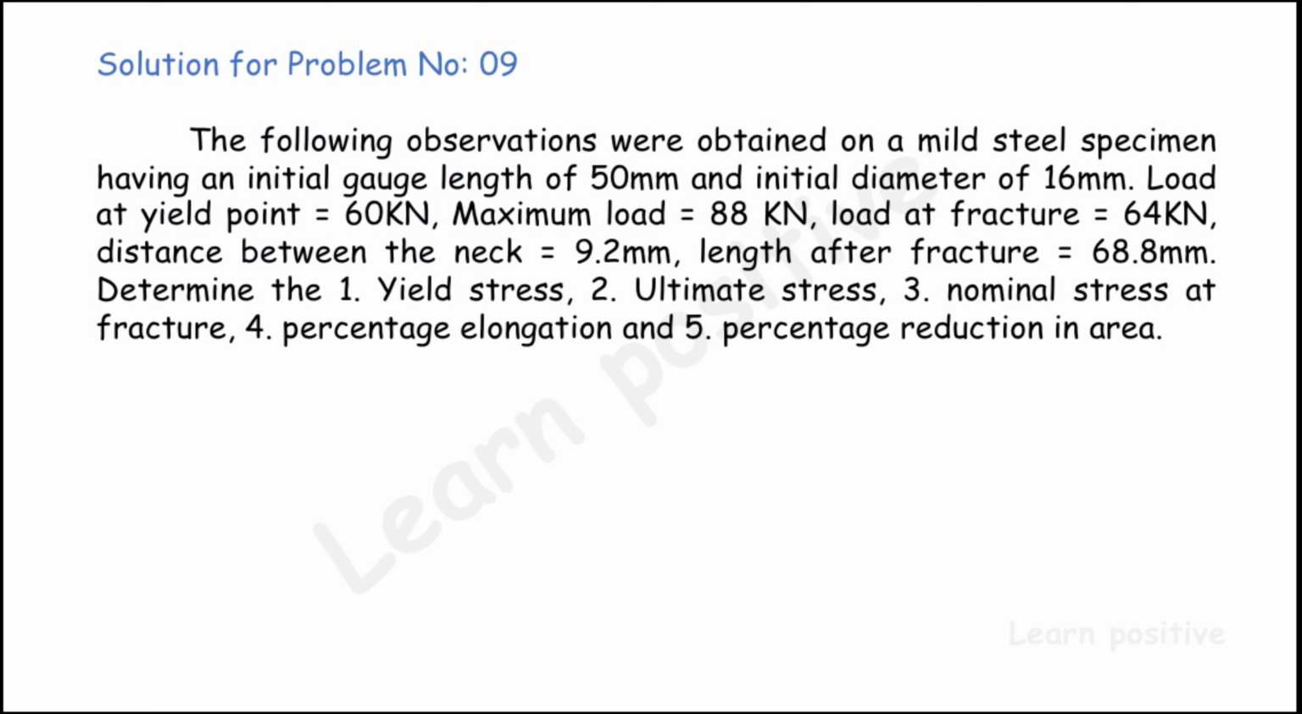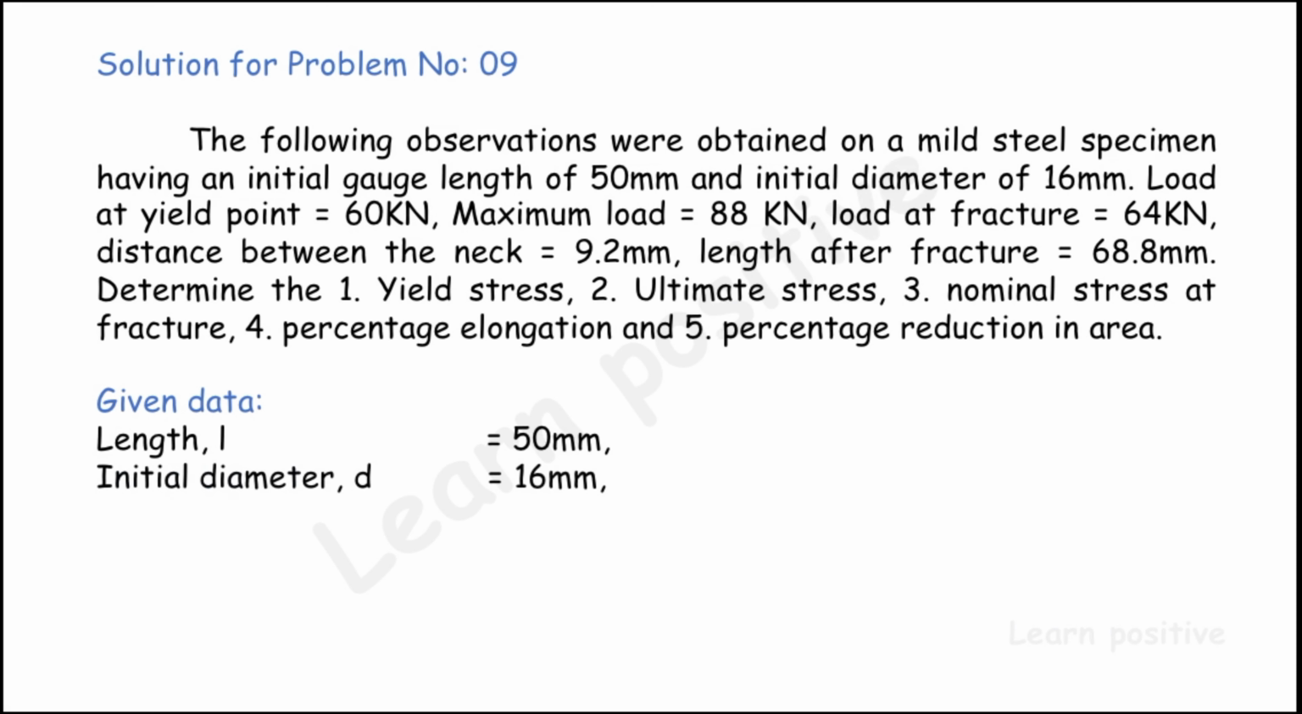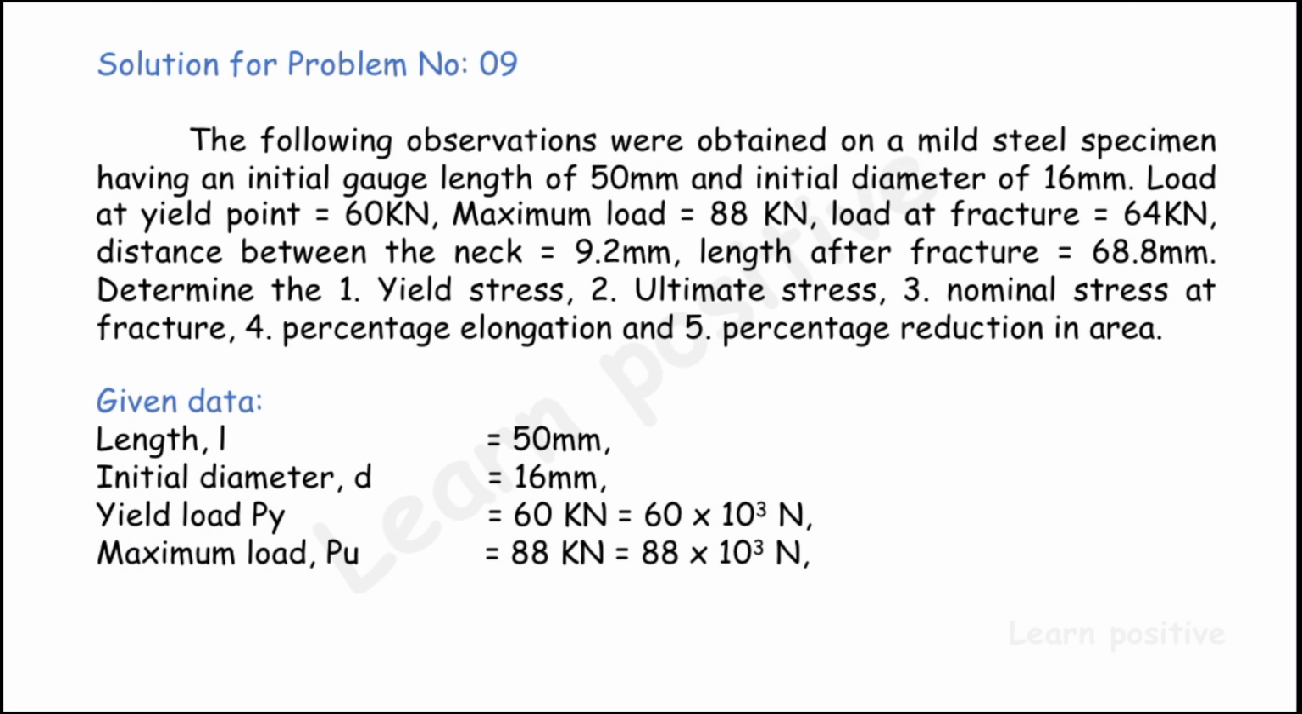So first I am going to take the given data from the question. The first given data is the length of the specimen, L, which is 50 mm, and the diameter of the specimen, D, is 16 mm. The load at yield point, that is the yield load, is 60 kN. I am going to convert kilonewton into Newton, so it is 60 into 10 to the power of 3 Newton. The maximum load, that is the ultimate load, is 88 kN, which is 88 into 10 to the power of 3 Newton.